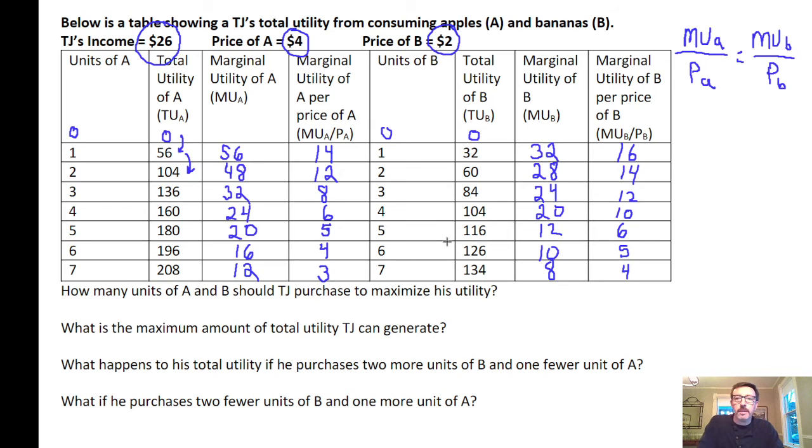All right, now we can begin to think about doing some shopping. So all we're going to buy is apples and bananas. We want to know how many of each to purchase. And we have $26 to spend.